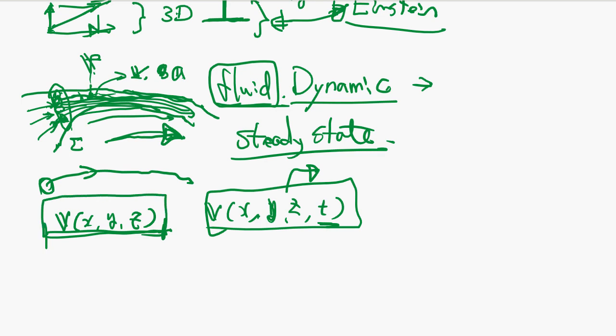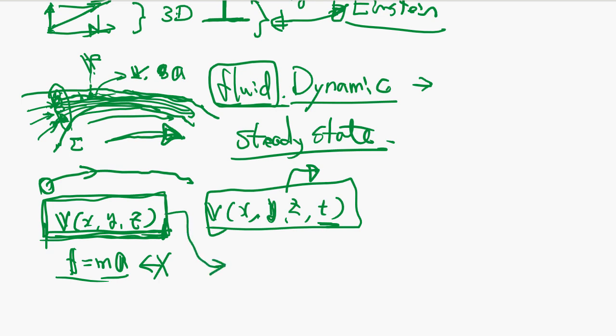This is a parameter we want to work with, not f equals ma. You make a vector if you like. This is what we want to know. Then there are a lot of results that came out of this. But in order to have a result, we have to be able to differentiate this vector field.